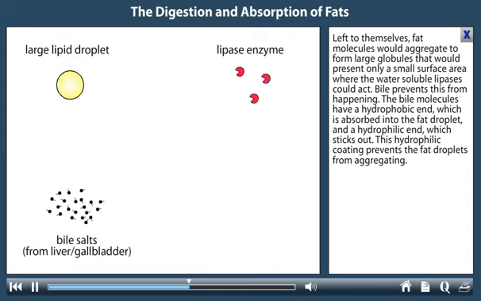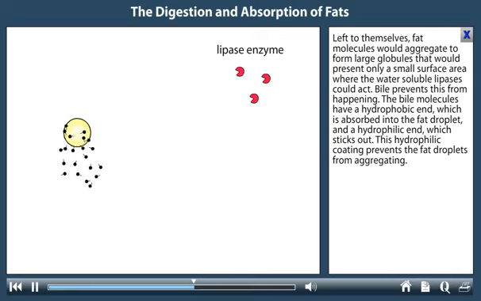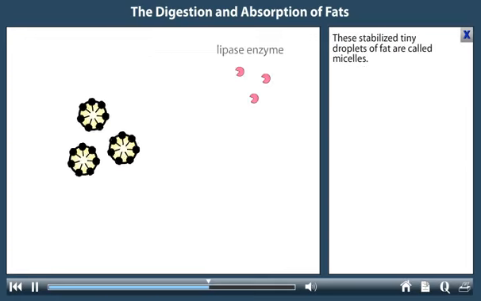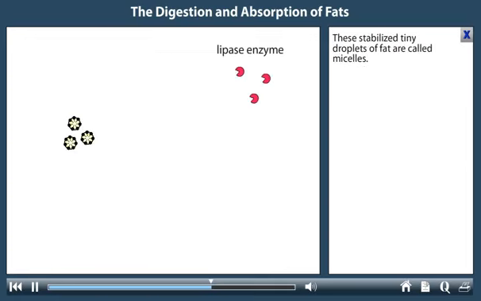Bile prevents this from happening by emulsifying the fat. The bile molecules have a hydrophobic end, which is absorbed into the fat droplet, and a hydrophilic end, which sticks out. This hydrophilic coating prevents the fat droplets from aggregating. These stabilized tiny droplets of fat are called micelles.